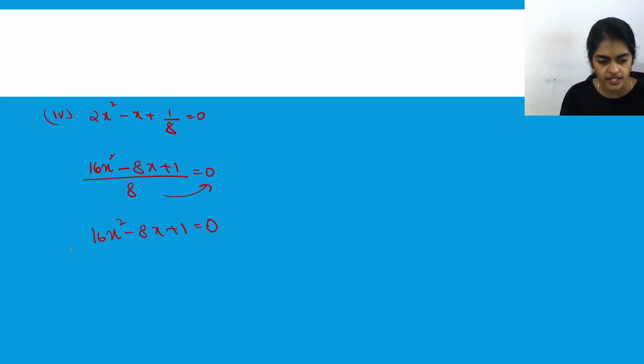Now this is in the general form, so take the x square coefficient and the constant. X square coefficient is 16, constant is 1. So 16 you are getting as the product. Now 16 you can split as 4 4s are 16.